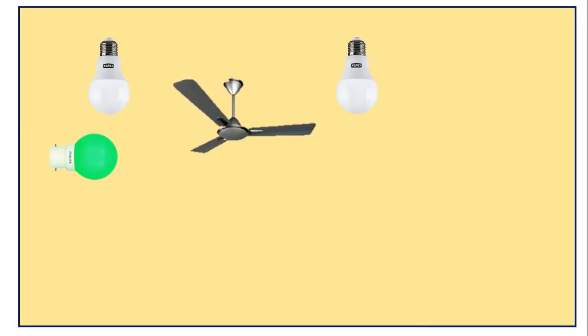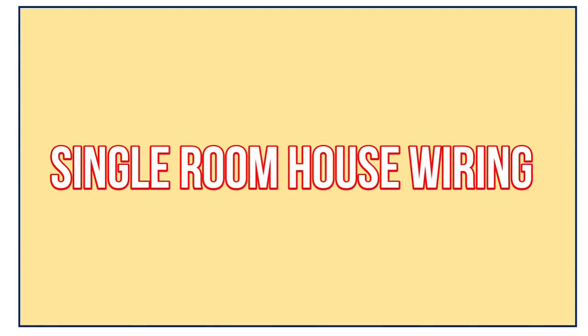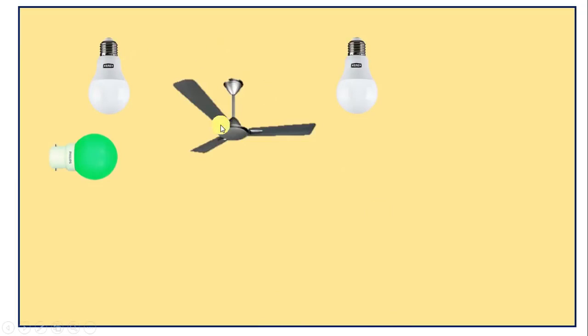Friends, today through this video we are going to learn how to do house wiring of a single room. In this room, there is a lamp and a fan, and to turn these on and off we use a switchboard. But for the LED lamp in this room, I want to control these lamps from two places.